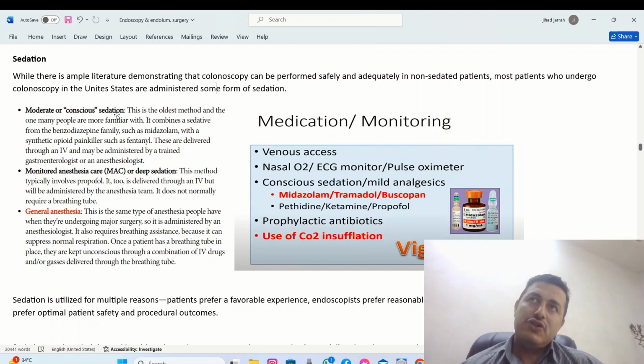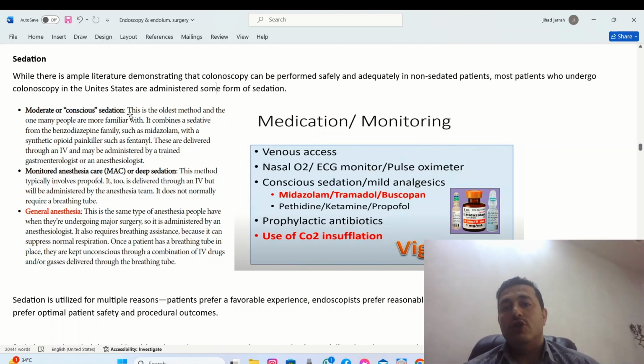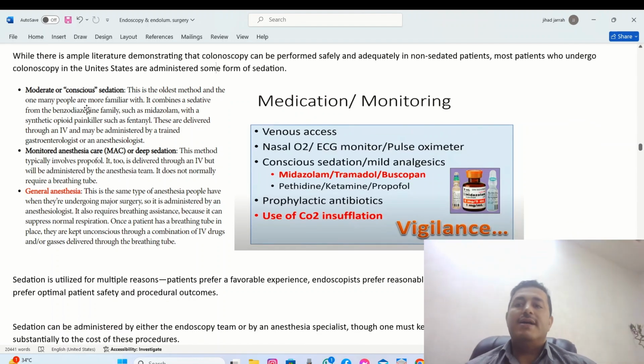Sedation, I can say, is preferable when performing colonoscopy. Why is it not mandatory? Because I know that some colonoscopic procedures are done without sedation, which is not ideal, but the ideal and preferable is to do it under sedation. And actually we have different types of sedation. As you see, the most commonly used is conscious sedation, or mild or moderate sedation, in which we do not need the anesthesiologist. It is endoscopist-directed sedation.